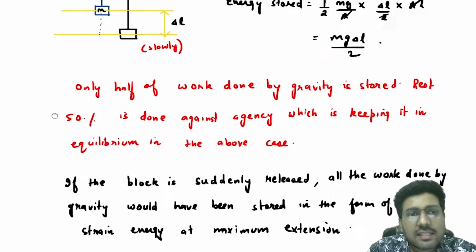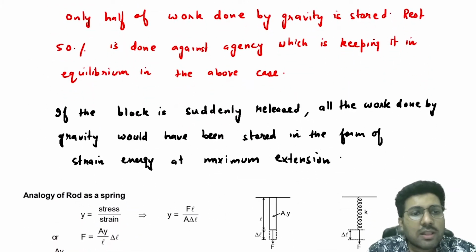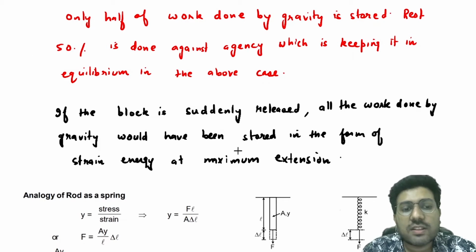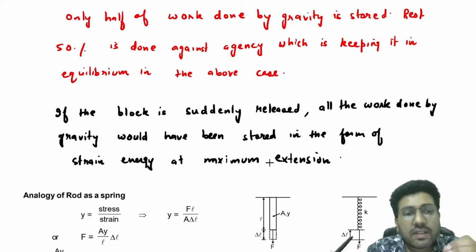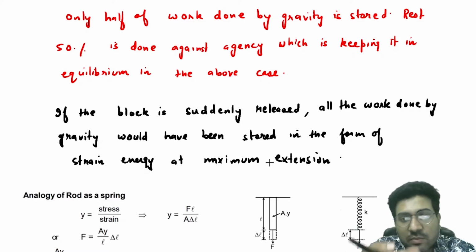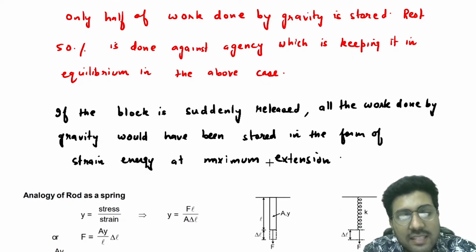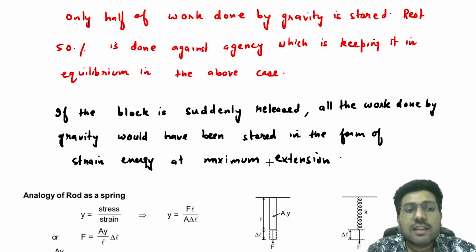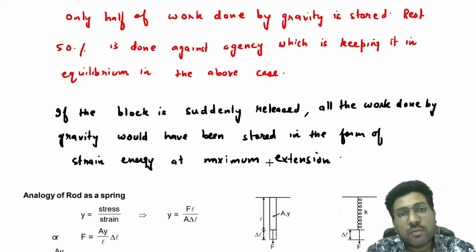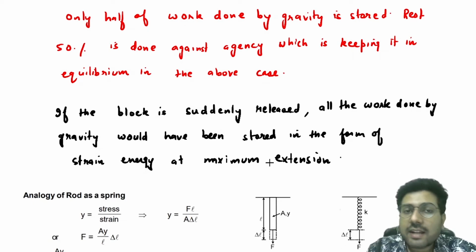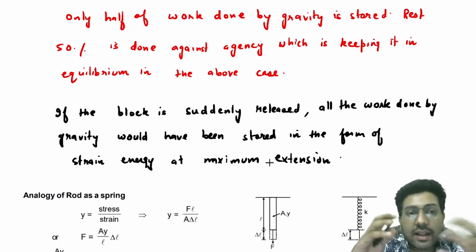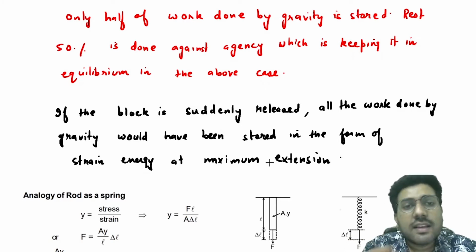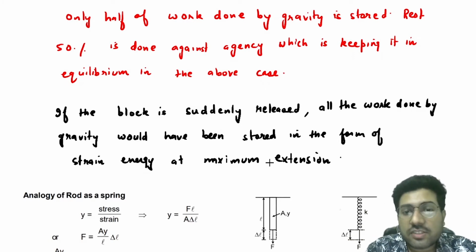So see here, if the block is suddenly released, in that case, what will you say? All the work done by gravity should have been stored in the form of strain at maximum extension. So if the block is suddenly released, that means it is not moving slowly. In that case, all the work done by the gravity would have been stored in the form of elastic strain energy at the maximum extension. Because at the maximum extension, the kinetic energy becomes zero. So the work done by gravity will be stored as the strain energy.